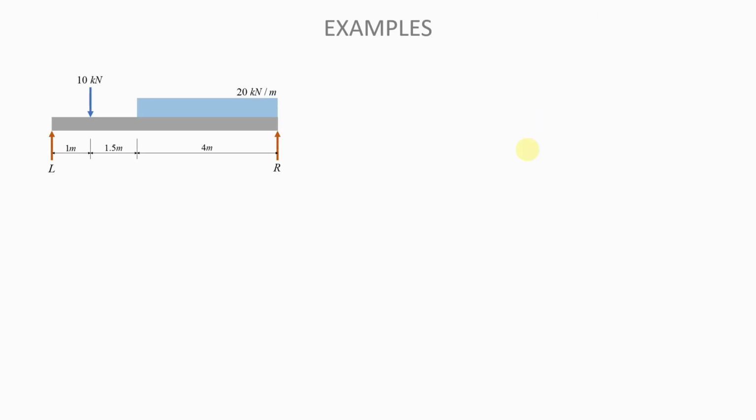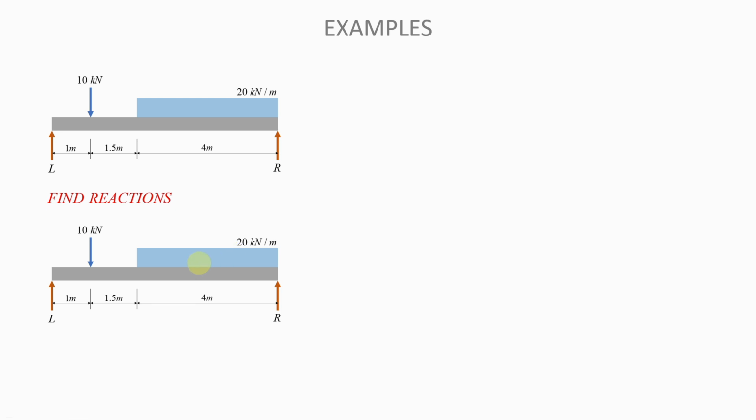So this is the loading that we have. The first thing that we need to do before drawing the shear force and bending moment diagram, of course, is to find the reactions. You need to find the reactions. And that's the beam that we have. Now for us to be able to find the reactions, the first thing that you need to do when you have a beam that is loaded with a UDL is to find the force that is equivalent to that UDL.